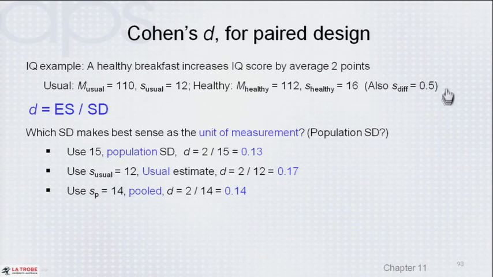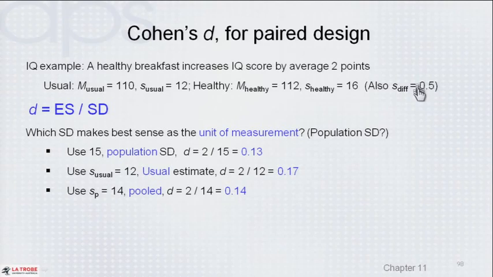We've also got the standard deviation of differences, now made at 0.5. So that's suggesting that people tend to have a very consistent improvement of around about 2. It's 1 or 1.5 or 2 or 2.5, pretty close to 2. So this is a very small standard deviation of all those personal difference scores.